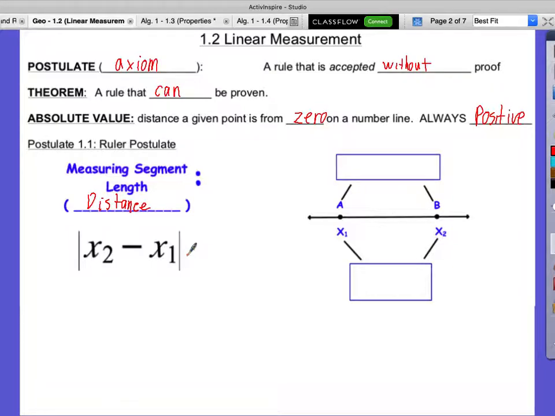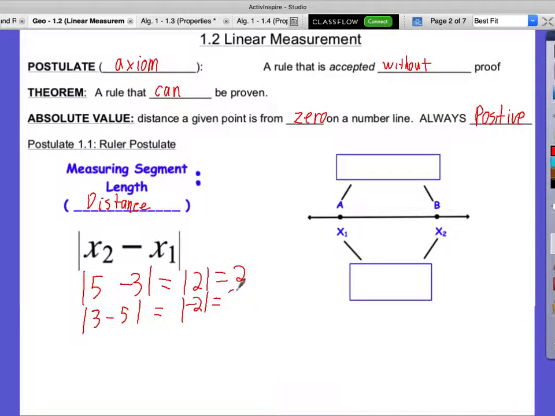You don't have to write this part down. But if I do 5 minus 3 and take the absolute value, what is 5 minus 3? 2. What is the absolute value of 2? 2, okay? Now let's say I switch x1 and x2 around. 3 minus 5 and the absolute value of that. What is 3 minus 5? Negative 2. But what's the absolute value of negative 2? Positive 2. So is the distance still the same? Yes. So it doesn't matter really which one of these you have in which order because we're taking the absolute value at the end.